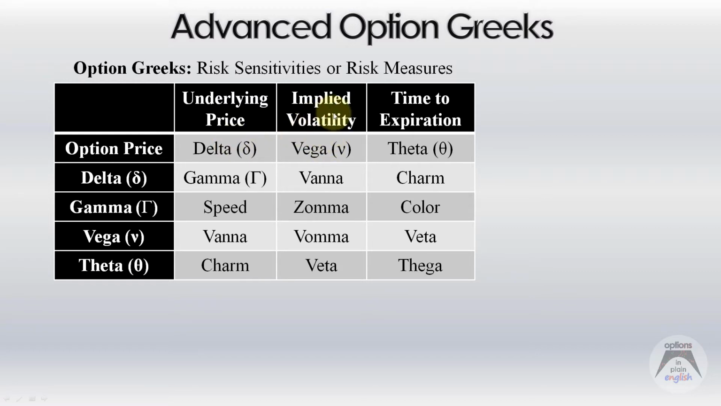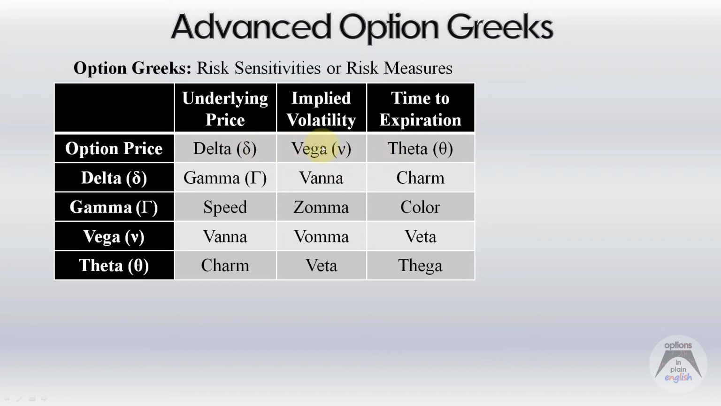Theta measures how much the option price is going to change as time to expiration changes. When you're holding a call or a put, an option in general, that option is a wasting asset. So theta measures how much that price is going to change. If you are long an option, it's going to be a negative number because it's going to be decreasing as time passes and time to expiration decreases as we approach actual expiration.